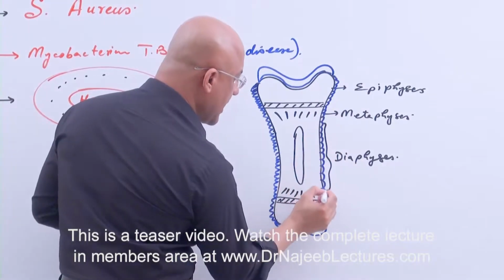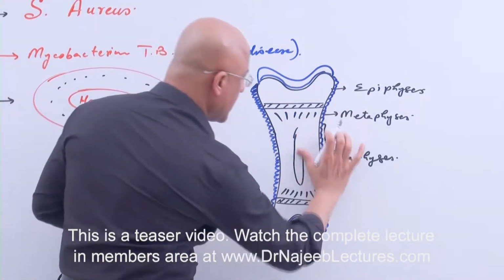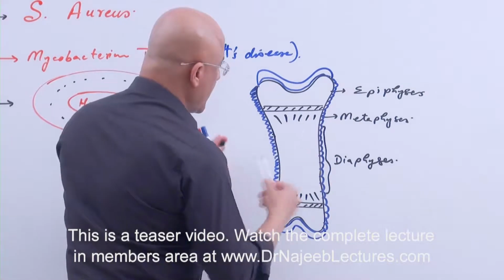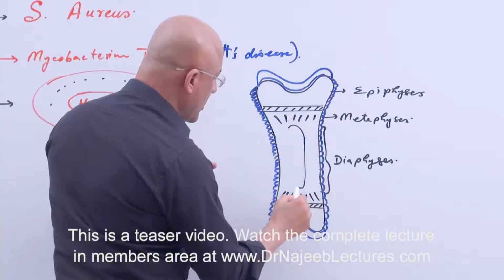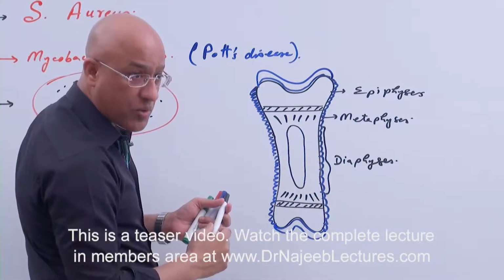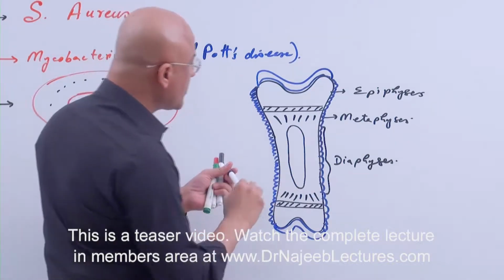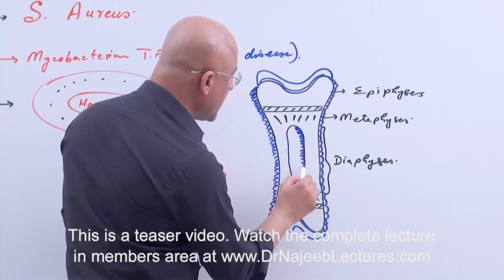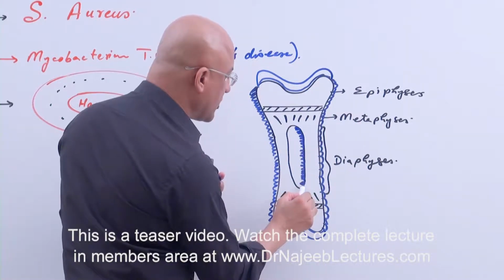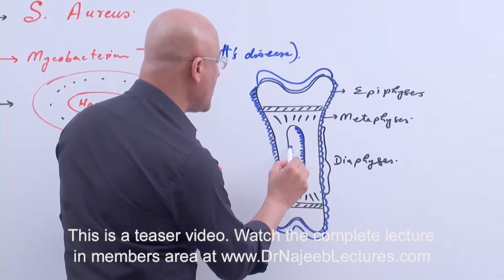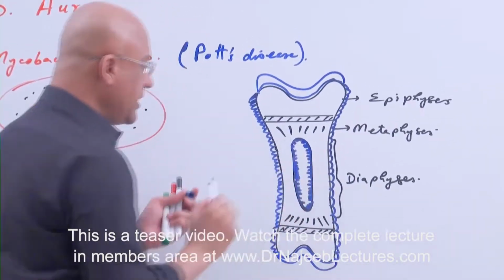Periosteum. And here in the diaphysis, in the shaft, there is a cavity. This is called the medullary cavity, where usually there is bone marrow, right? Inside the medullary cavity, it is also lined by a membrane, and this membrane is not called periosteum. This membrane is called endosteum. What is it called? Endosteum, right?